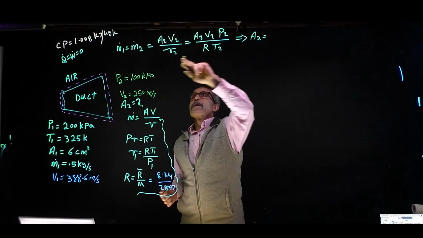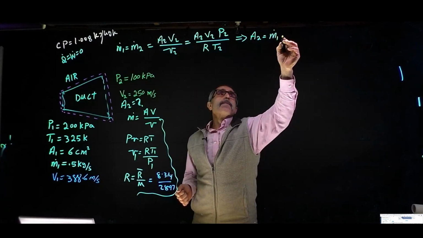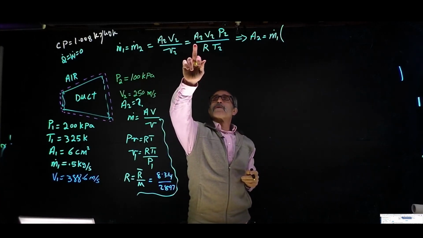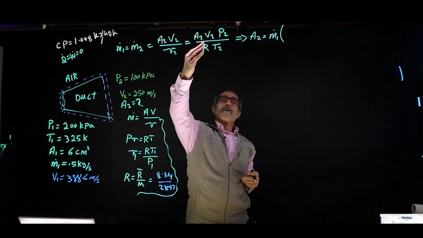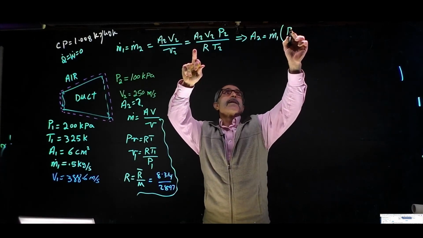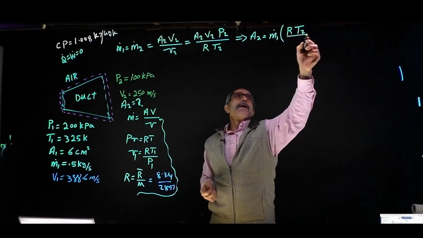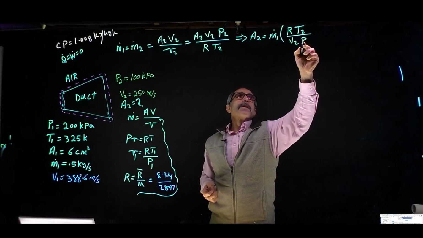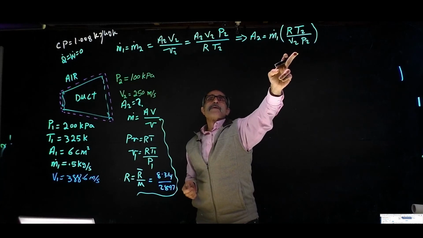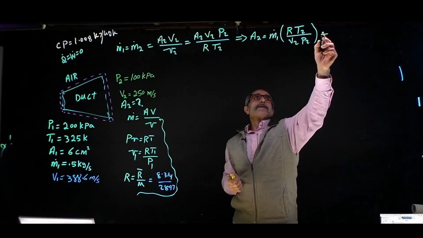If we continue this equation, from this equation we can find A2. A2 is equal to M dot 1 or M dot 2, which is the same thing, multiplied by, and we're looking for A2, so we're going to reverse the whole thing. It's going to be R times T divided by V2 P2. Did I leave anything else? I got V2 P2 down here. I got R, T2, they look good. Good. Let's go ahead and plug in.